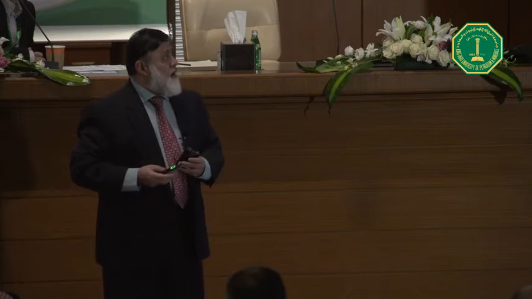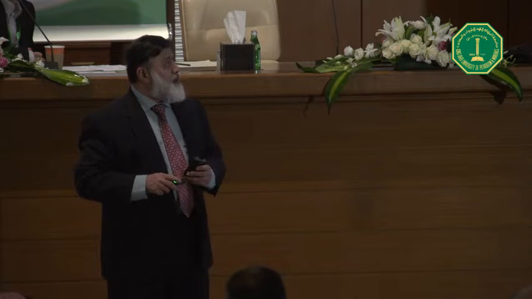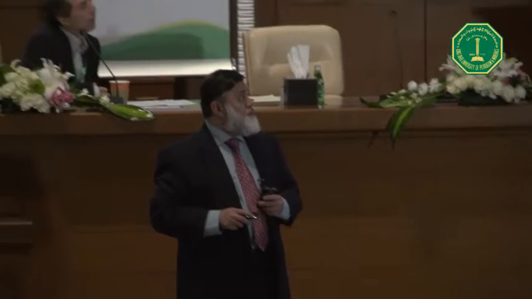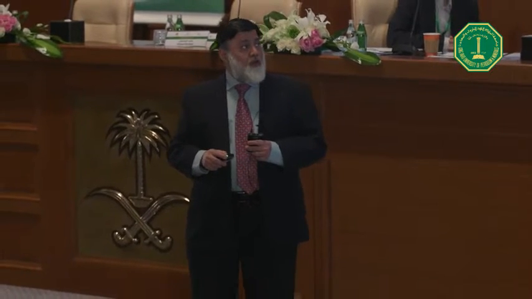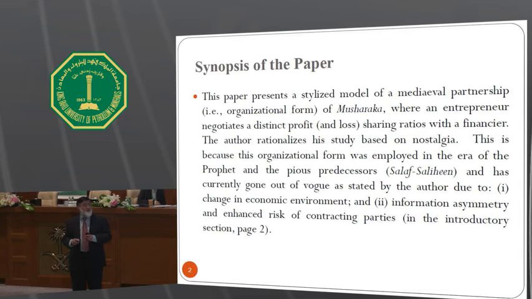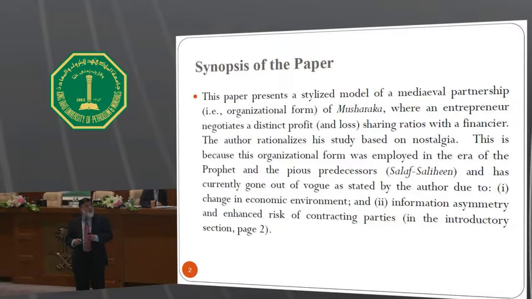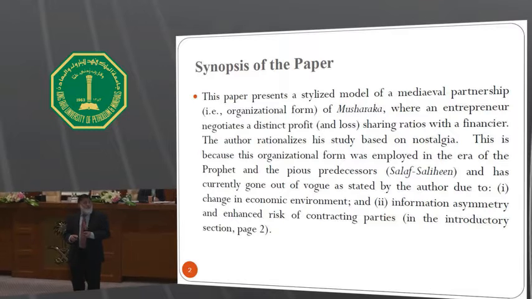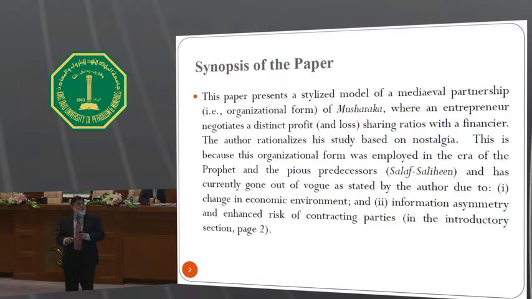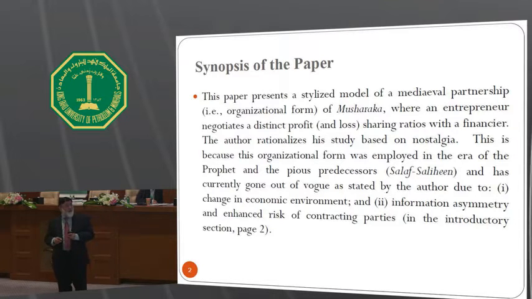Yes, I thank the sponsors for inviting me to discuss this paper. The paper basically presents a stylized model of a medieval partnership organizational form, musharaka, where an entrepreneur negotiates distinct profit and loss sharing ratios with a financier. The author rationalizes his study based on nostalgia. This is because the organizational form was employed in the era of the Prophet and the pious predecessors, and currently has gone out of vogue, as stated by the author, due to the change in economic environment, information asymmetry, and enhanced risk of contracting parties in the introductory section.